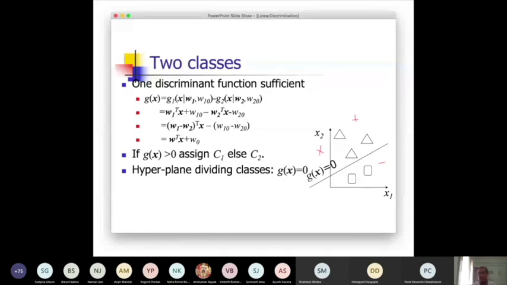And naturally, if you put the value of x there, then the sign of this coefficient determines the sign of the half which contains the origin. I hope that is clear to you now.